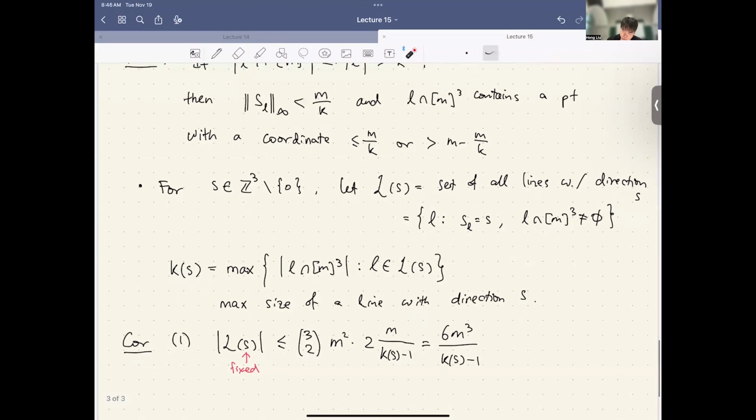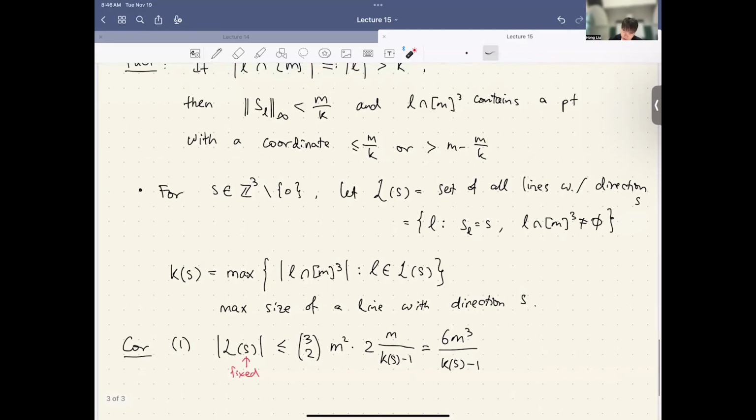So how to see this? Well, we know that with the direction fixed, every such line with this direction can have size at most k of s, meaning that it must contain a point with coordinate at most m over k of s, right?